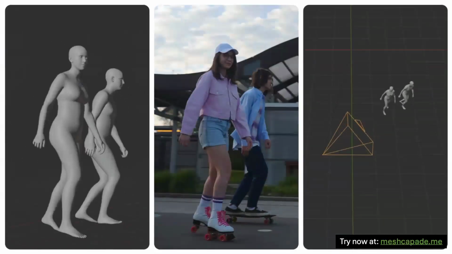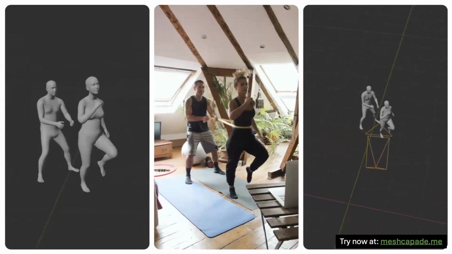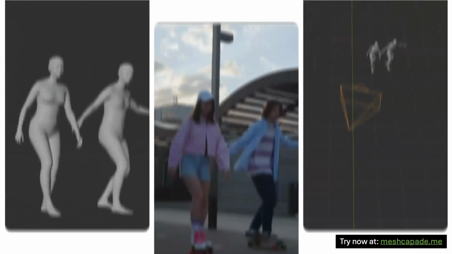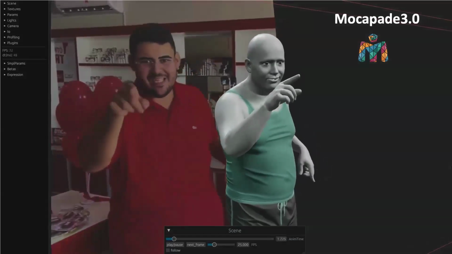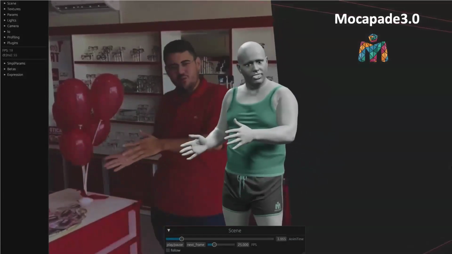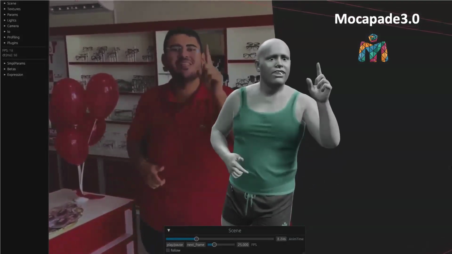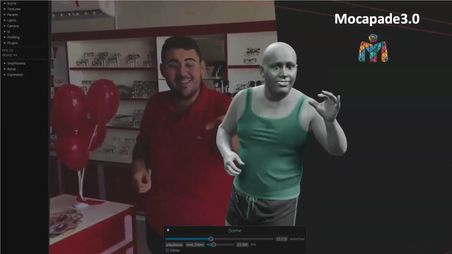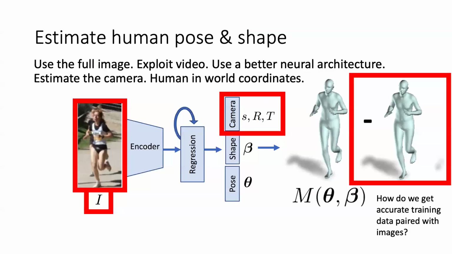The difference between Prompt HMR and Mocapade 3.0 is basically the data that it's trained on. The commercial version is trained only on commercial data, whereas Prompt HMR is trained on all the academic datasets. This just gives you a teaser of where Mocapade 3.0 is going. This is probably 3.1, which includes facial expressions. And I think we're now getting people in world coordinates with pretty accurate hand and face motion.